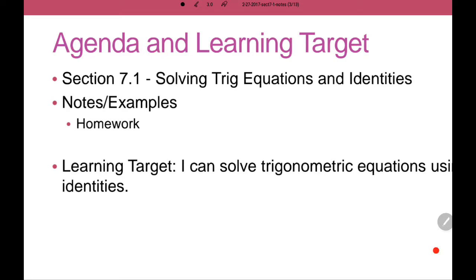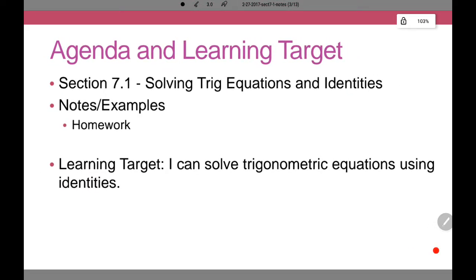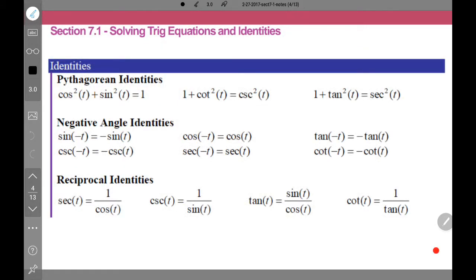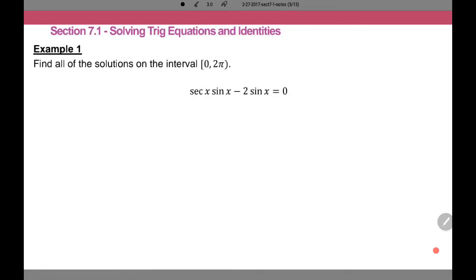Alright, today we're going to be solving some trigonometric equations again, except this time we're going to be using identities and a few other algebraic skills because our equations will be a little bit more complicated than what we had before. So, just to refresh, these are all on your formula sheet and you should be familiar with most of them by now. So, we're just going to go ahead and dive right into it.